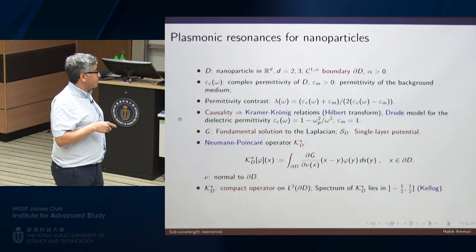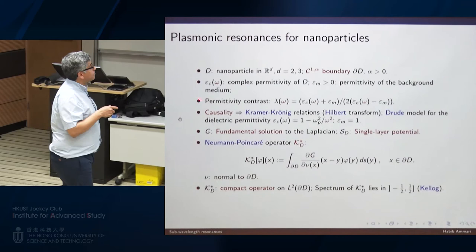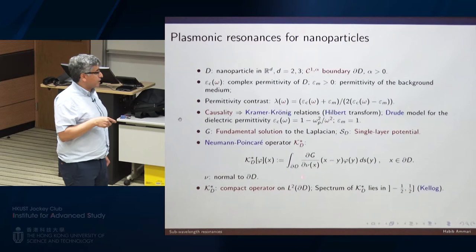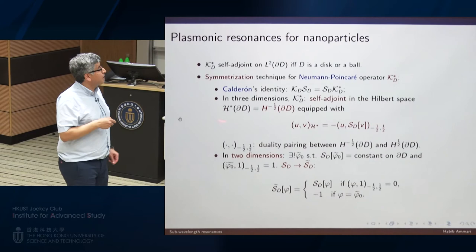This is the convolution with the normal derivative of the Green function. Here, nu is the normal to the boundary of the nanoparticle. So if the boundary is smooth, then K_D star is a compact operator in L2. It's easy to prove that its spectrum lies in (-1/2, 1/2). But it's not a self-adjoint operator. It's self-adjoint only if D is a disk or a ball.